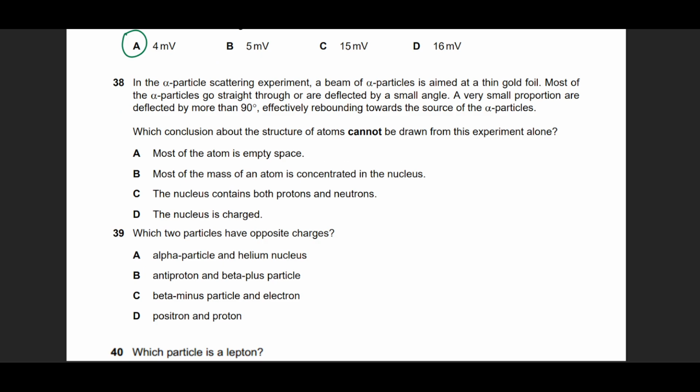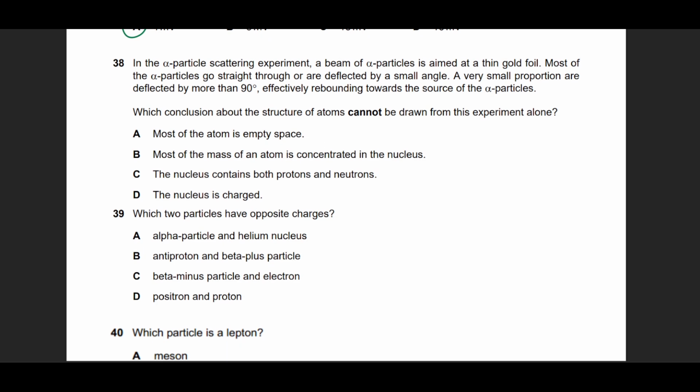He says question 38, alpha scattering experiment, based on memory facts. He says what cannot be understood, what cannot be drawn. Atom is mostly empty space. This is one of the conclusions because 99% of atoms pass straight through, depicting that it's empty space. Most of the mass is concentrated, because one of them was deflected back. This is also deduced. The nucleus contains protons and neutrons. This could not be deduced.